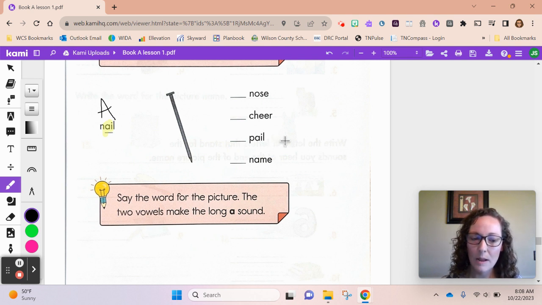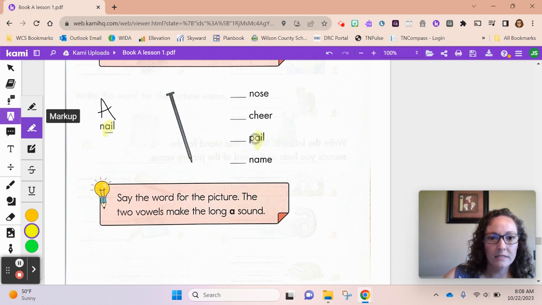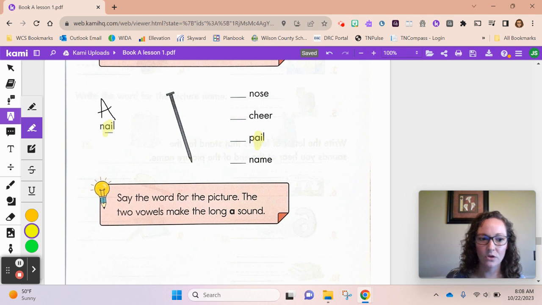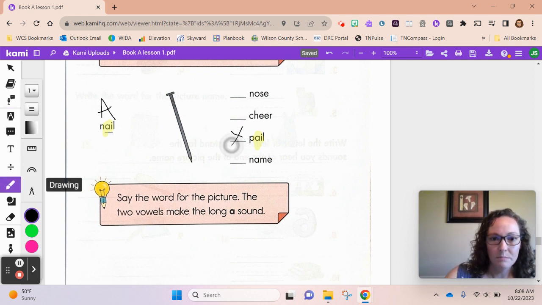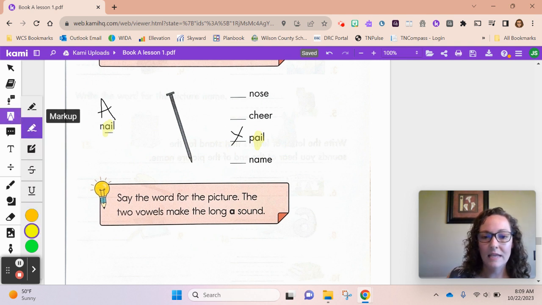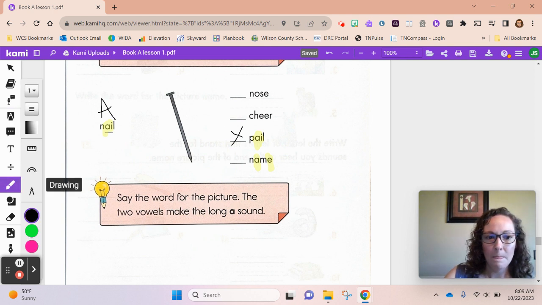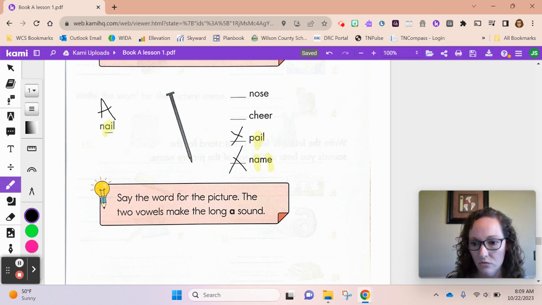Pale. Well, look at that. It has the exact same AI as nail does. And it does also make the long A sound. Now, this one I told you that we have two that say the long A sound. This last one is name. A, E. That silent E makes the A say its name. Therefore, it also says long A sound.